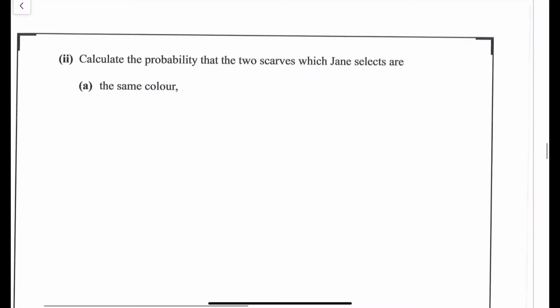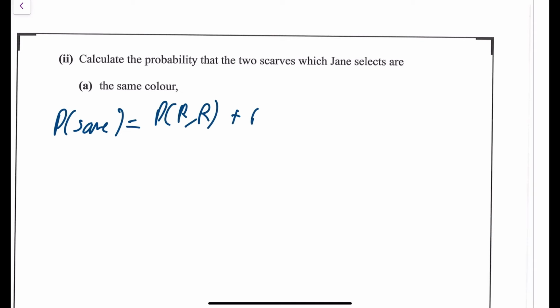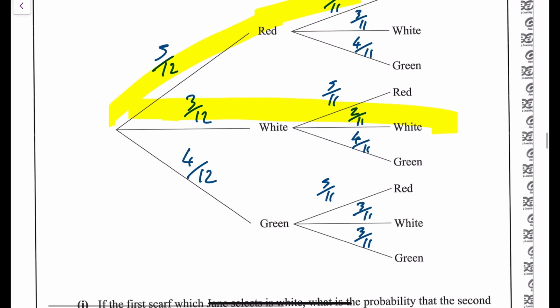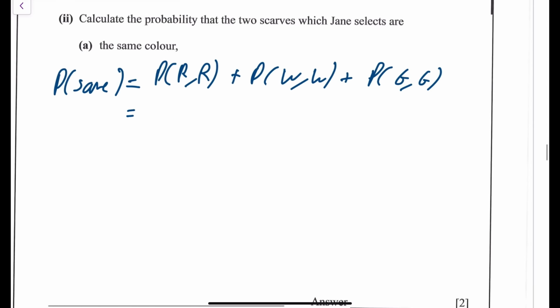Okay, next one. It says calculate the probability that the 2 scarves which Jane selects are the same colour. So this is just a wee bit of working out. It's red and red, white and white, and then green and green. If you set it out well, it really helps you here. So red and red, just to show you here, is this first branch, so 5 over 12 times 4 over 11. White and white is this middle branch, 3 over 12 times 2 over 11. And green and green is 4 over 12 times 3 over 11. So that's what we've got.